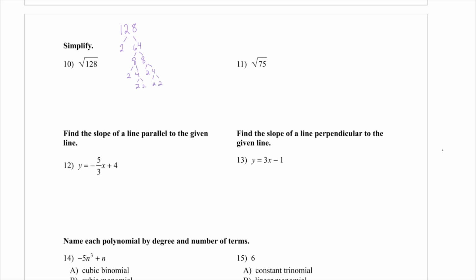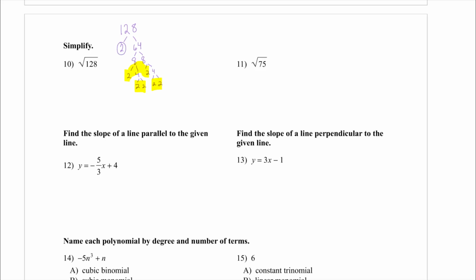When you make a factor tree, what you're looking for is pairs of numbers. So here's a pair of 2's, here's a pair of 2's, here's a pair of 2's. And we have a 2 left over right here.